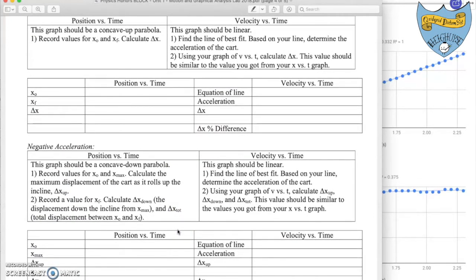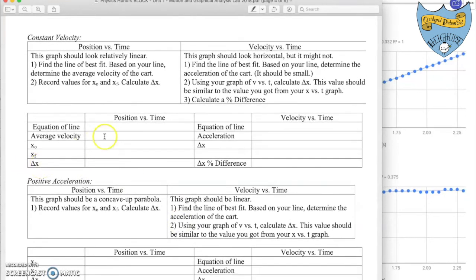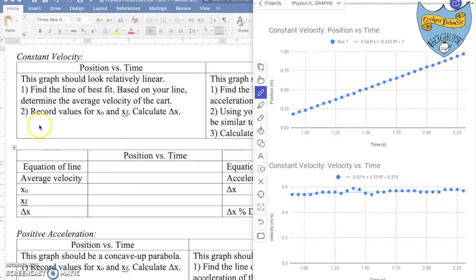This lab could be called the "Newton was right" lab, or maybe the calculus lab. Either way, the point of it is to show that the displacement, as measured by your position versus time graph for each run, is the same as the displacement as calculated from your velocity versus time graph. We are going to begin by looking at the constant velocity graphs, and specifically the position versus time graph, and show how we fill in each of these lines here.